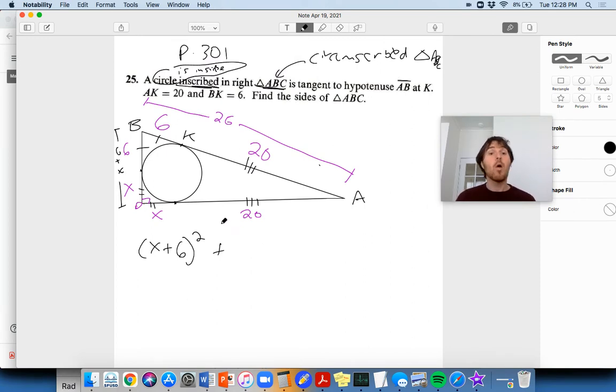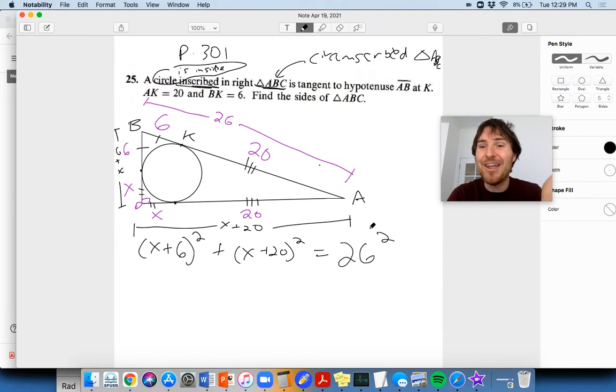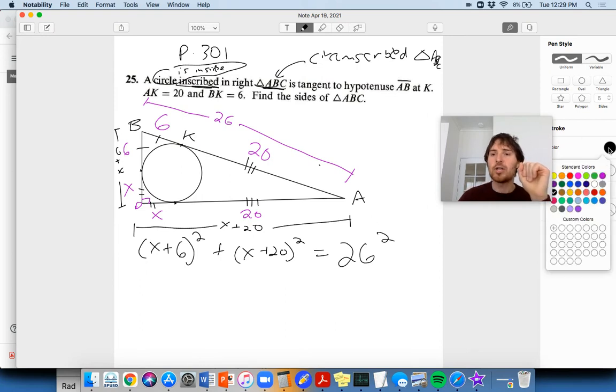What's this one here? Well, this leg is the whole thing, right? X plus 20. Part plus part equals whole. So I got here x plus 20 squared for that leg. And what does it have to equal? Well, the sum of the squares of the legs of a right triangle equals the square of what? The remaining side, the third side, the largest side here, right? So 26 squared. And there it is. We've set up an equation using Pythagorean Theorem. Boom, it looks beautiful. And now we're good to go.